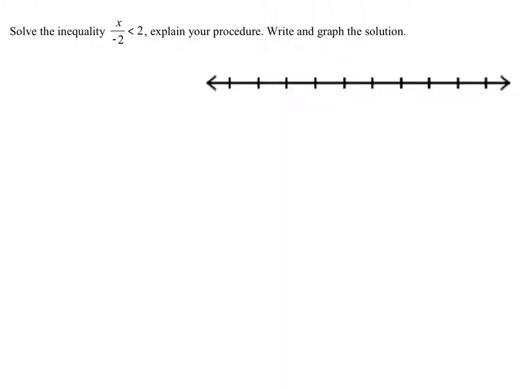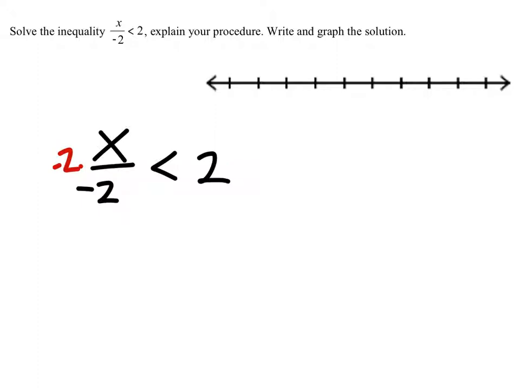Alright, solve the inequality. x over -2 is less than 2. Explain your procedure. Write and graph the solution. So really all we're going to do is show our work on these. So we've got x over -2 less than 2. What would we do to solve these?